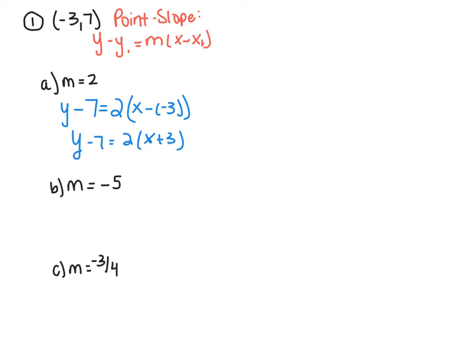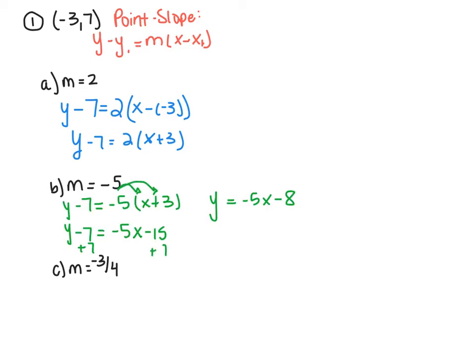So part A gives us a slope of 2, or a gradient of 2. So I plugged in -3 for x1, 7 for y1, and 2 for m. So you get y minus 7 is equal to 2 times x minus -3, or x plus 3. It doesn't tell us to put the line in any specific form, so this is a perfectly correct answer. You can just leave your line in that form.